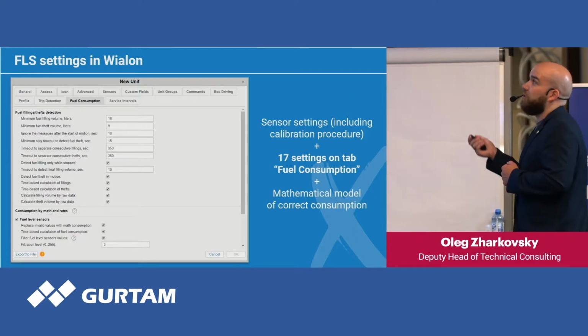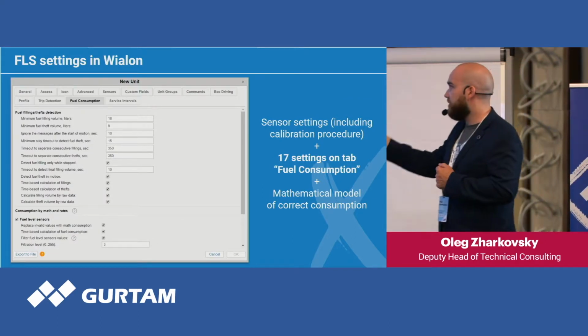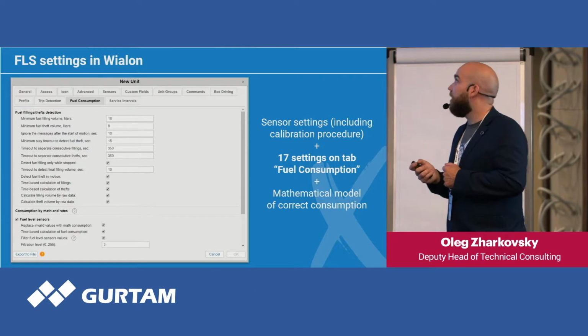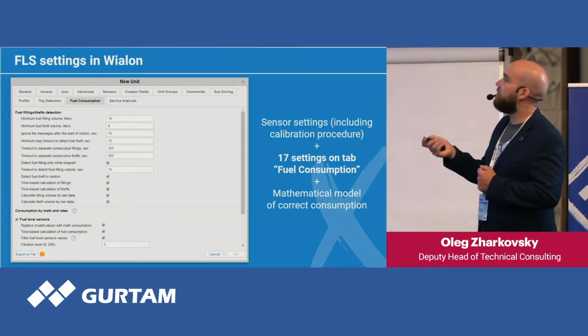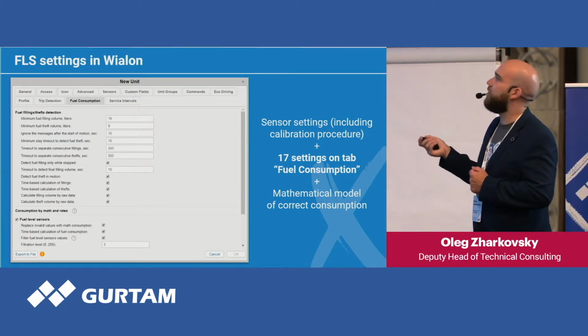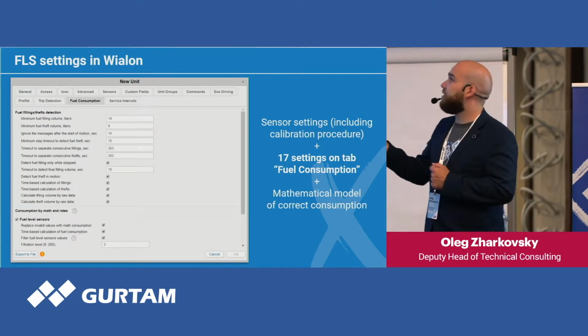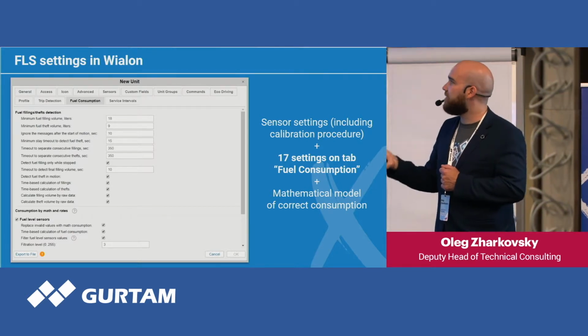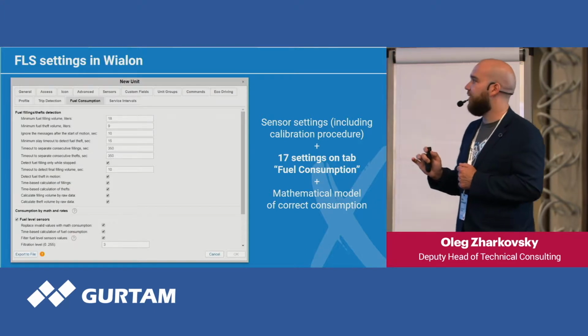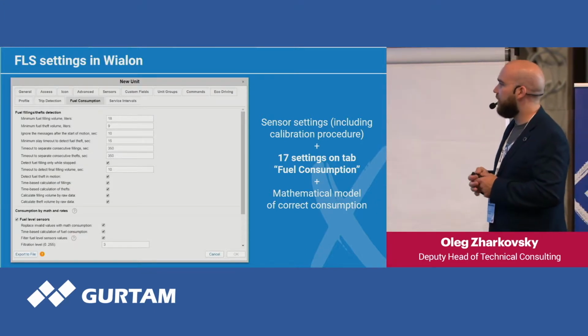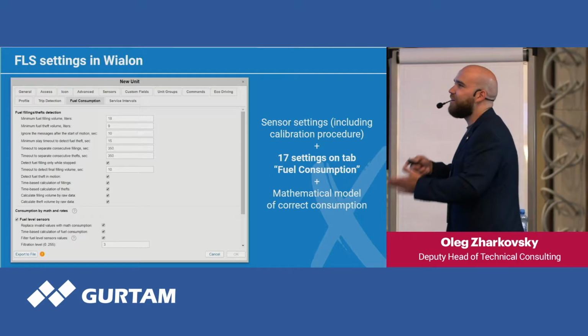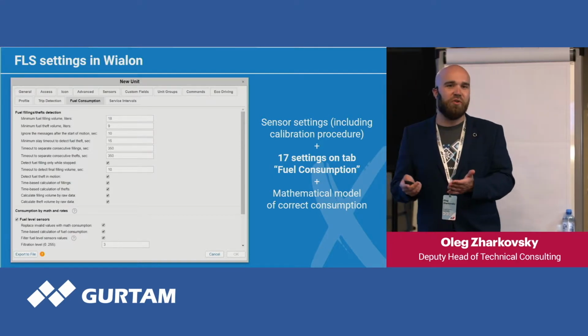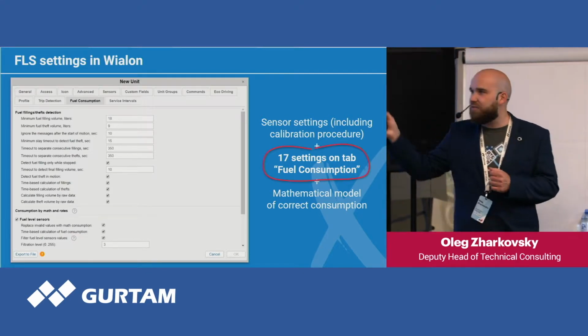So talking about them, there are several steps to use them in Wialon. They include the sensor settings, including calibration. Also, they include the fuel consumption tab, 17 settings here, and a mathematical model of correct consumption. But once again, we don't have enough time to talk about all of them, so let's focus on these 17 settings.